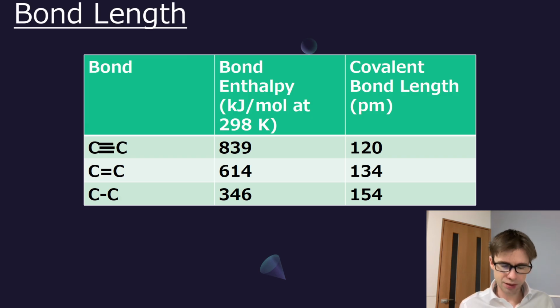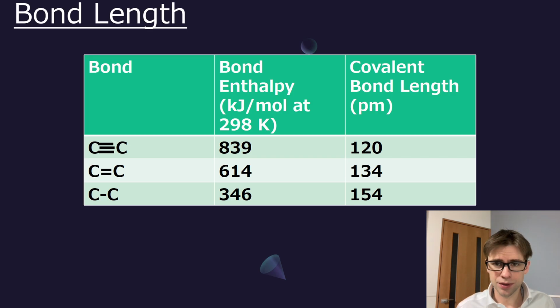So you can see that going from a single bond to a double bond does not actually double the bond strength or the enthalpy, the energy required to break it. It's a little under double, and a triple is a little under triple the single bond enthalpy, right? And of course, the bond length also does not halve or go to a third as we go from single to triple.